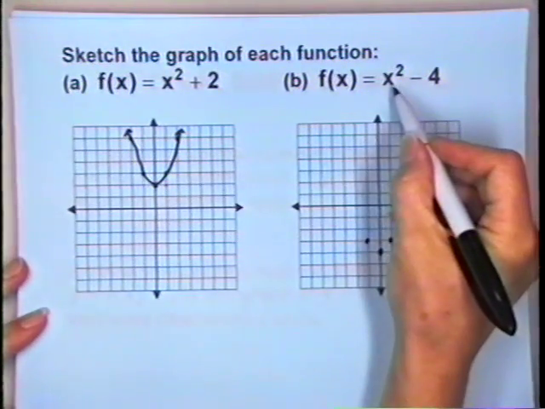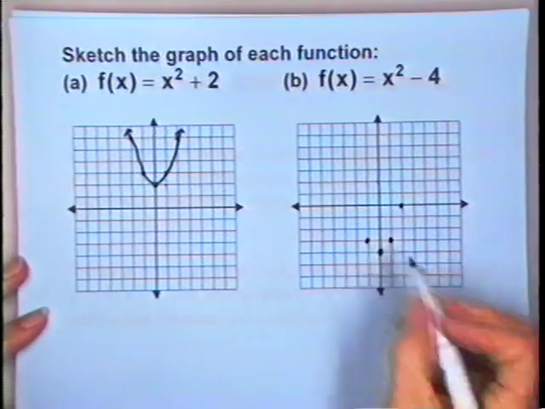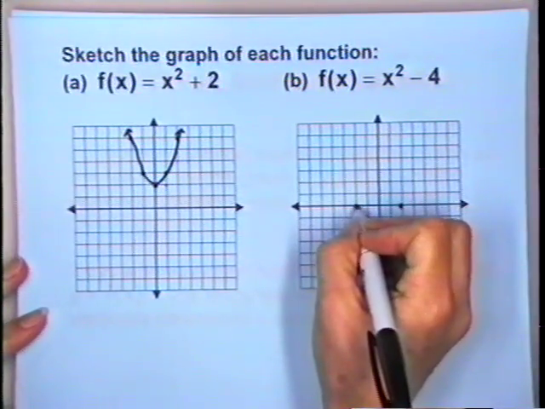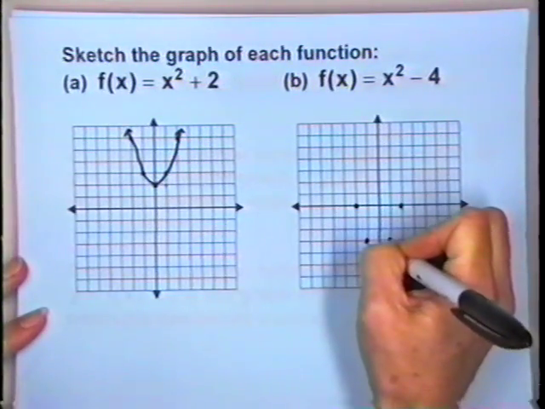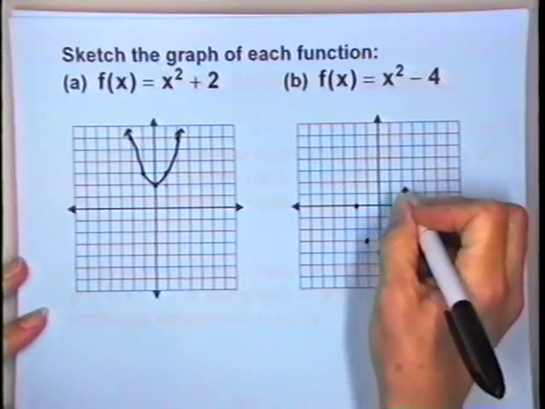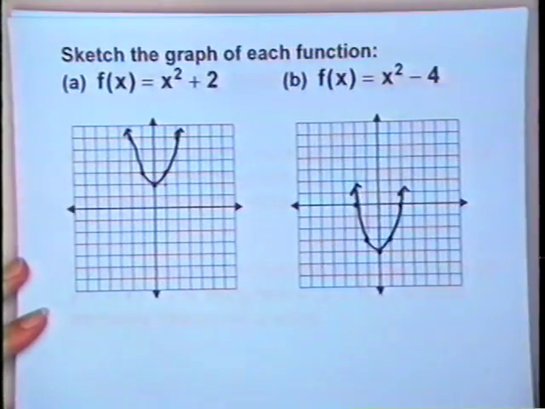And notice if x is negative 2, if I square negative 2, I have 4. 4 subtract 4 is 0. So x equals negative 2 gives me a y value of 0. And again, you can see our graph is that same y equals x squared parabola that has done what?